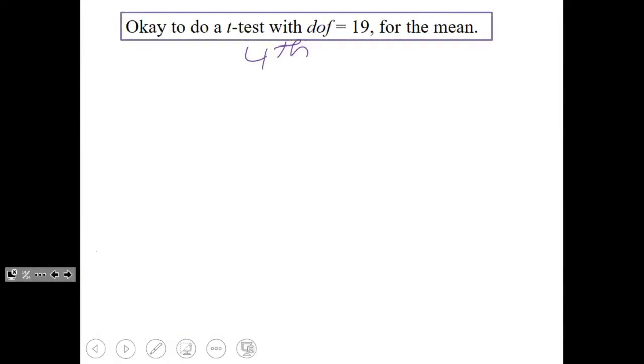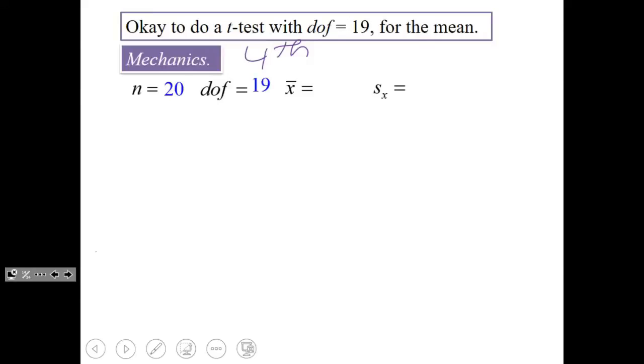So we can do the t-test for 19 degrees of freedom. We had a sample size of 20, so we have 19 degrees of freedom. We follow our mean. So our mechanics, well, we had 20. Our degrees of freedom, we had 19. The mean of those samples, well, that's going to be 9.845.